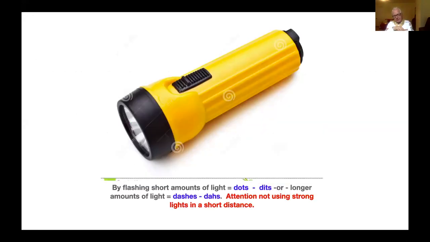Okay, so we can use flashing: short amounts of light, our dots or dits, and longer amounts of light, our dashes. Attention, do not use strong lights over a short distance. You shouldn't send a strong amount of light into the eyes of the receiver.